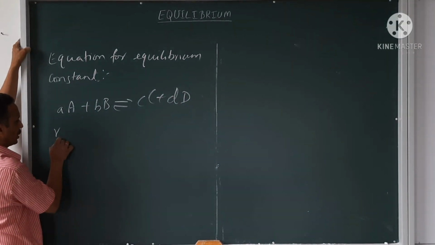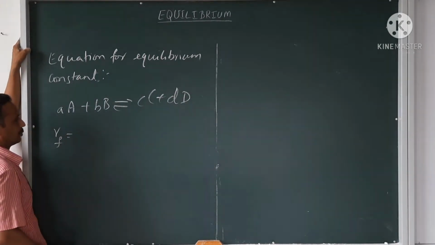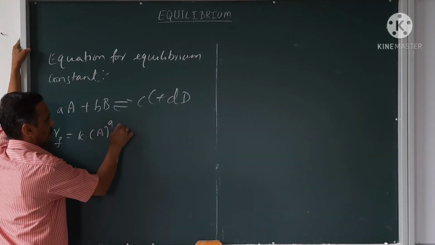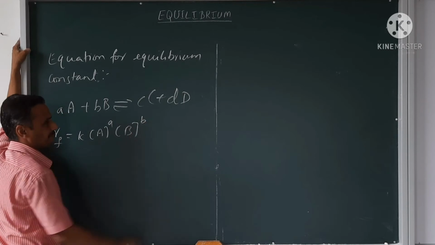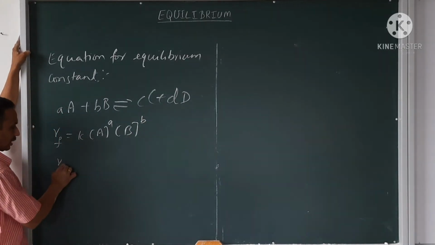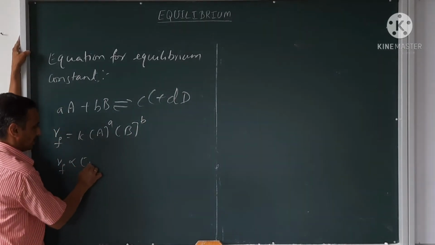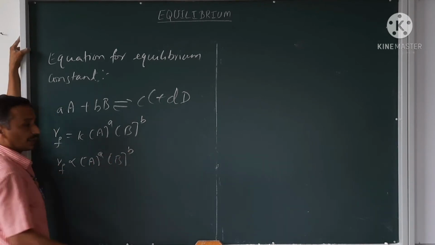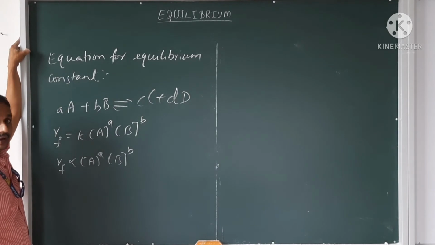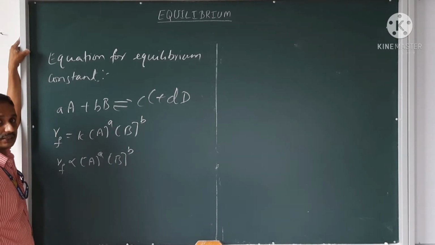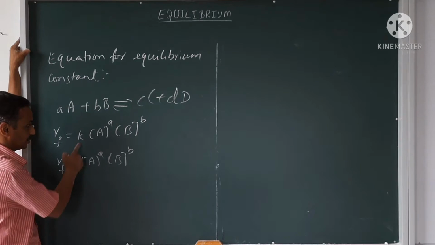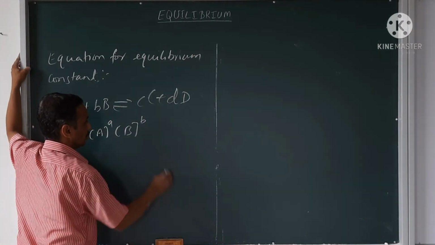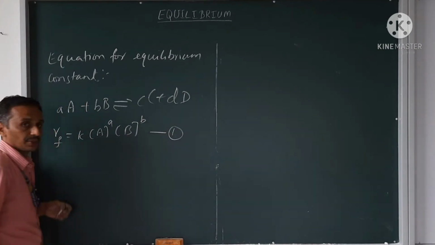So, in the forward reaction, R of forward is equal to K into [A] to the power a into [B] to the power b. How are we getting this? R of forward is proportional to [A] to the power a into [B] to the power b, according to the rate law, Guldberg and Waage. You know this. So I write this. This is equation 1.